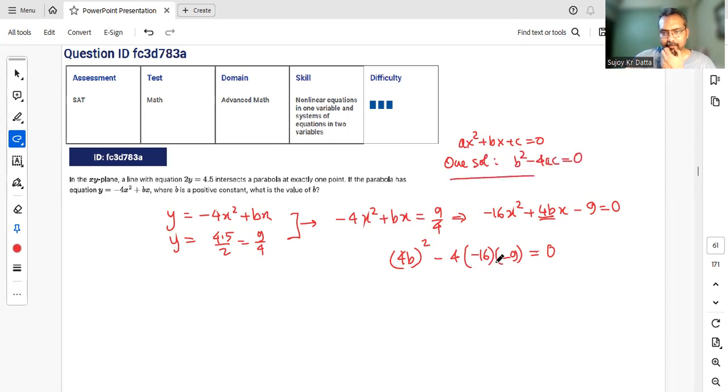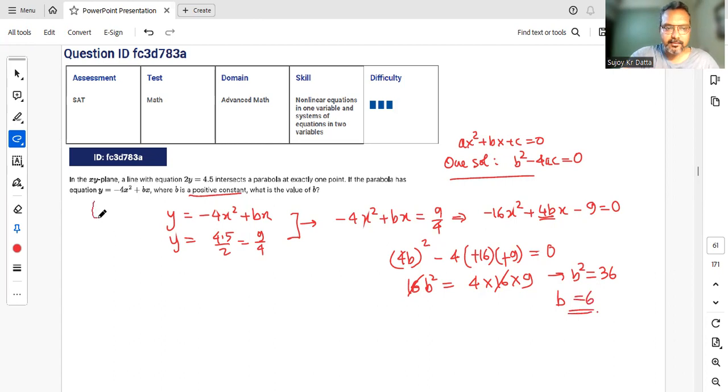So this negative and negative cancel out. So that gives us 4b squared, so that's 16b squared equals, this goes on the other side, 4 times 16 times 9. So b squared is 36. So b is 6 or negative 6. But b is a positive constant, it says. So b is 6 only. So the answer is 6.